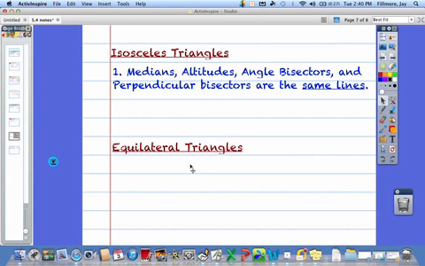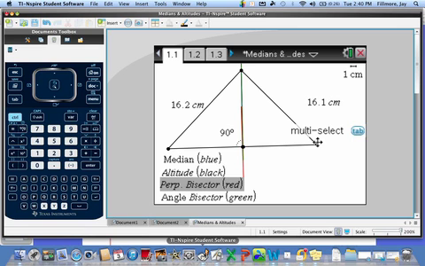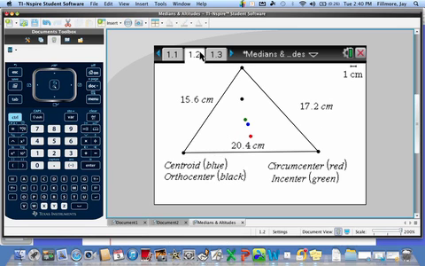Now, since an isosceles triangle has 2 or more sides congruent, an equilateral triangle is really just a special type of isosceles triangle. So in an equilateral triangle, it also holds true. Now this is where it also gets just a tad bit more interesting. Notice these points. I have my centroid in blue, and remember that's where our medians intersect. I have my orthocenter in black. That's where my altitudes are intersecting. I have my circumcenter in red, which is where my perpendicular bisectors are intersecting. Incenter, where my angle bisectors are.